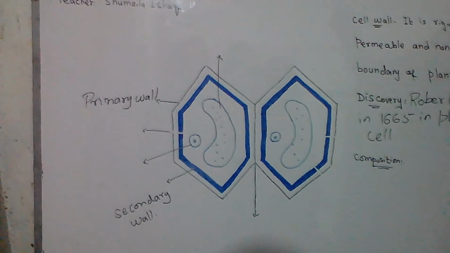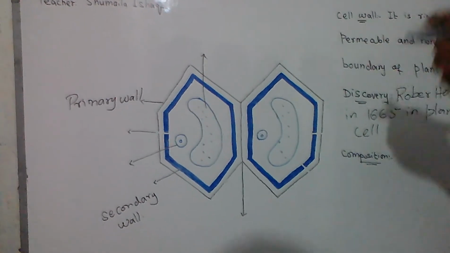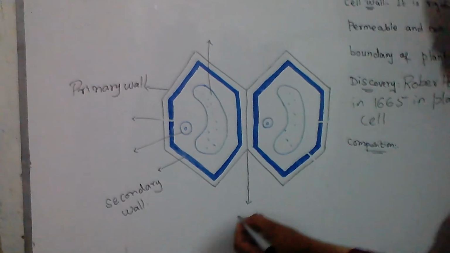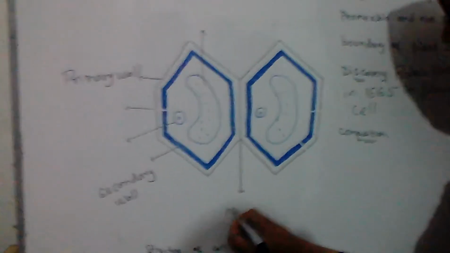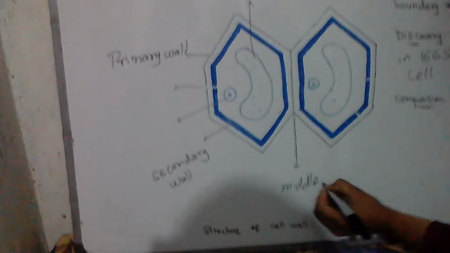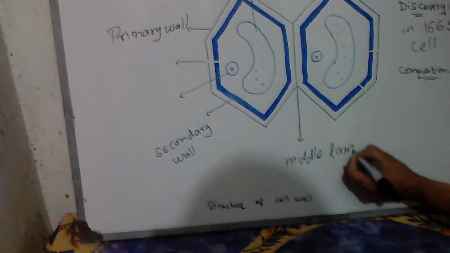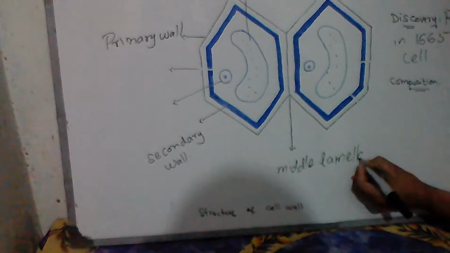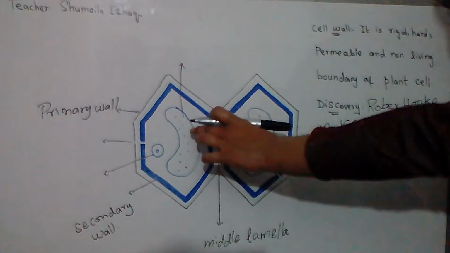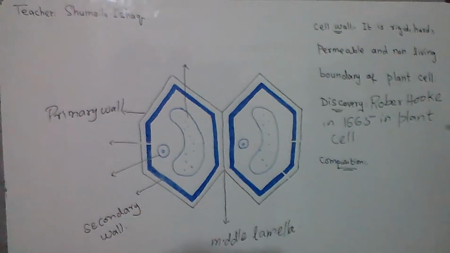Then the most important structure is the middle lamella. What is it? Middle lamella. The middle lamella is present between the two plant cells.